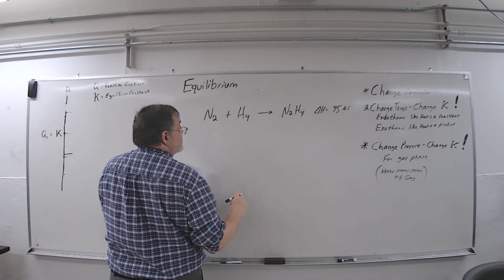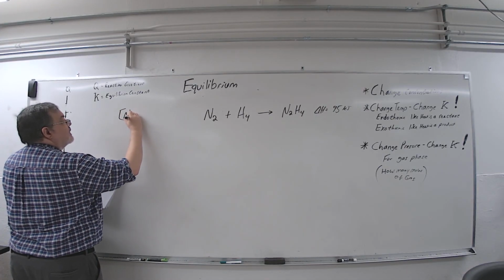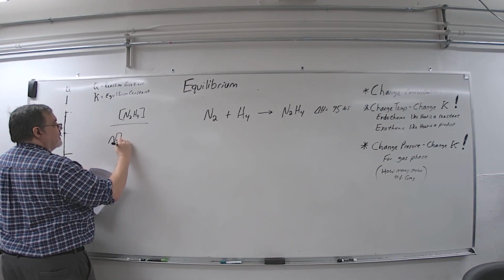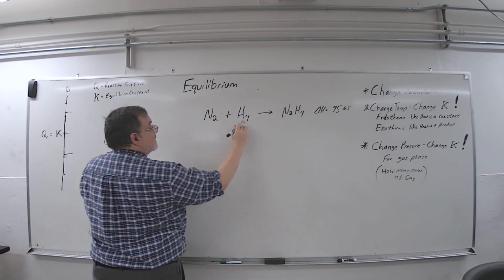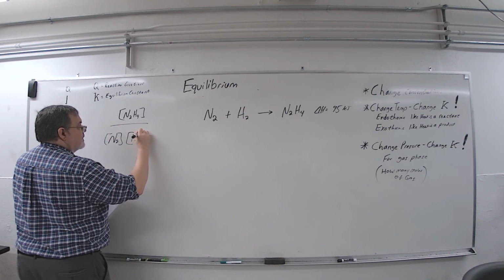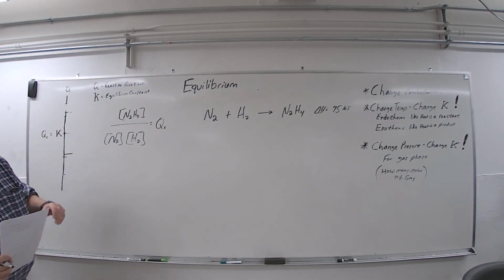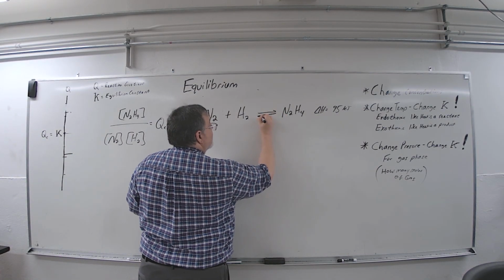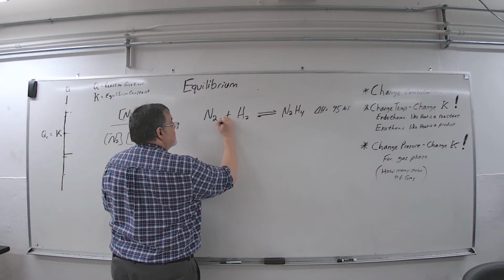That one's 95 kilojoules. It's balanced, so there's no coefficients. The product goes on top. So this would be the equation. That'll give us our reaction quotient based on concentration. And of course it equals K at equilibrium. And they are all gases.